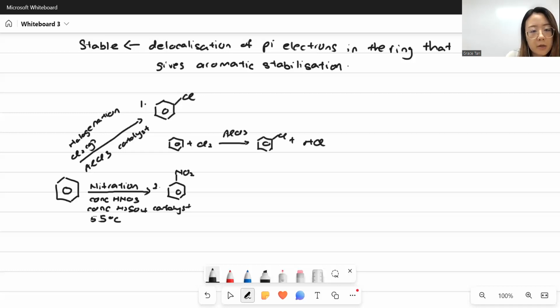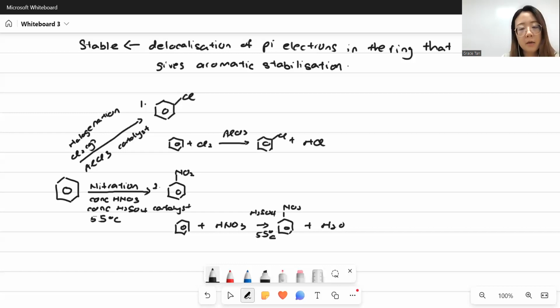Can we construct an equation for this? Ring and HNO3 gives the product and H2O. In between, you need sulfuric acid to help and 55 degrees Celsius here. That is the balancing equation part.